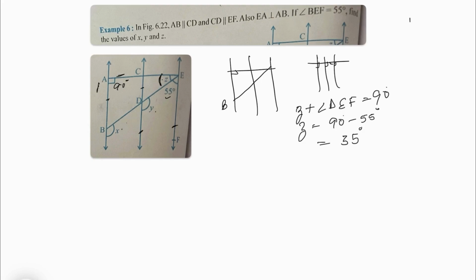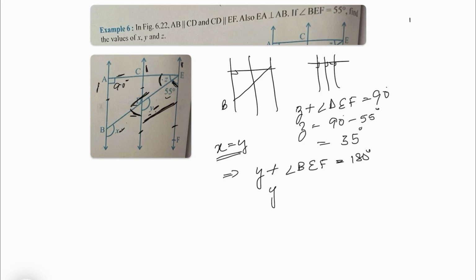See, BDE is a transversal, and AB and CD are parallel lines, which means x is equal to y. So now we basically just have to find the value of either of these. Here we know that CD and EF are parallel, right? These two are parallel and this is a transversal, which means that angle y plus angle DEF is equal to 180 degrees. Why? See, this angle and this angle are corresponding angles, they'll be equal. And because this is a straight line, the sum of this and this will be 180 degrees.